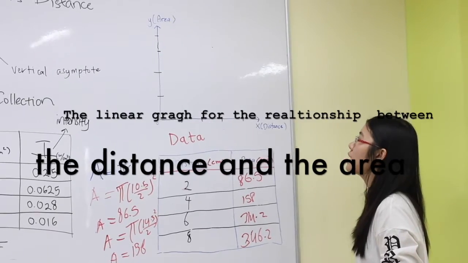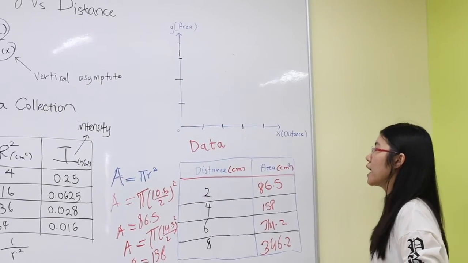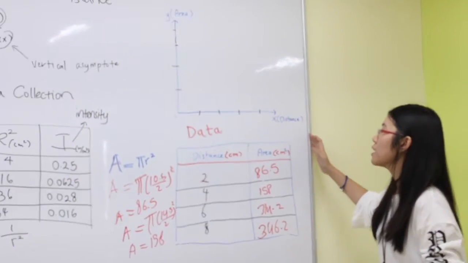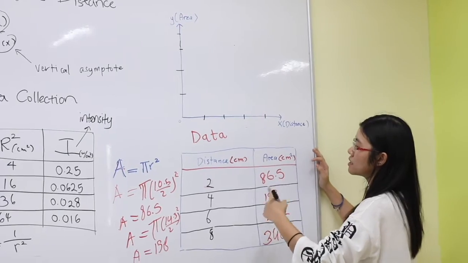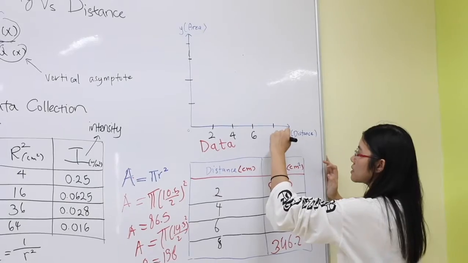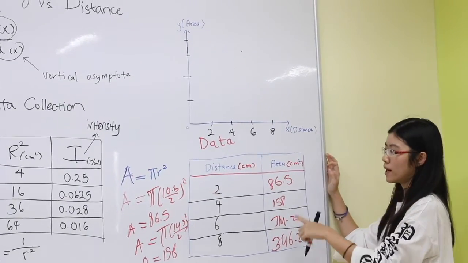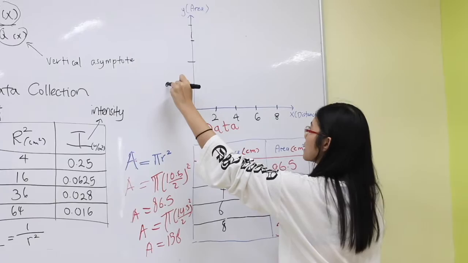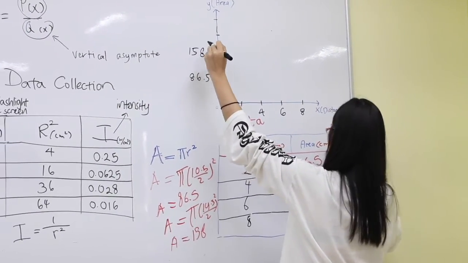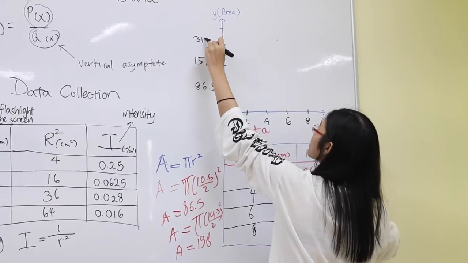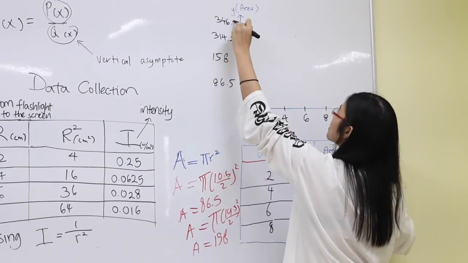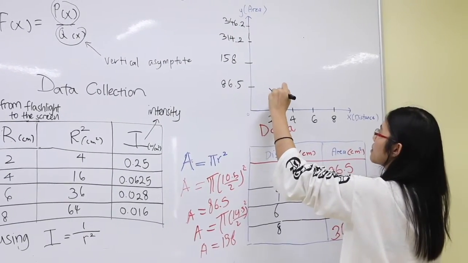Okay, now we're graphing the area against distance graph, and we'll be using this table, which contains our data, to plot this graph. I'll be drawing the x-axis. We'll have 2, 4, 6, 8. And for the values on the y-axis, we'll have 86.5, 158, 314.2, and 346.4. And now we're running the graph.